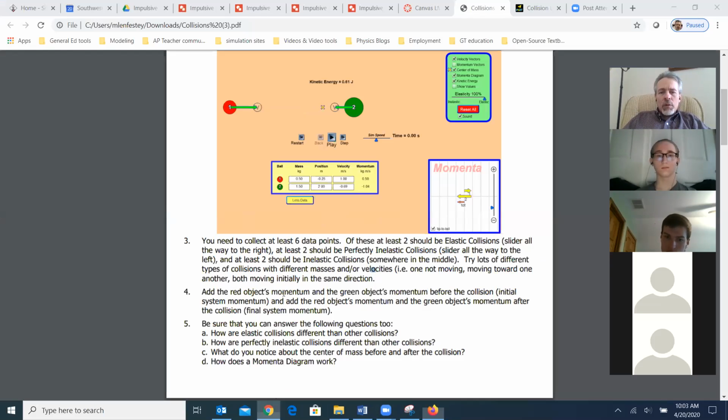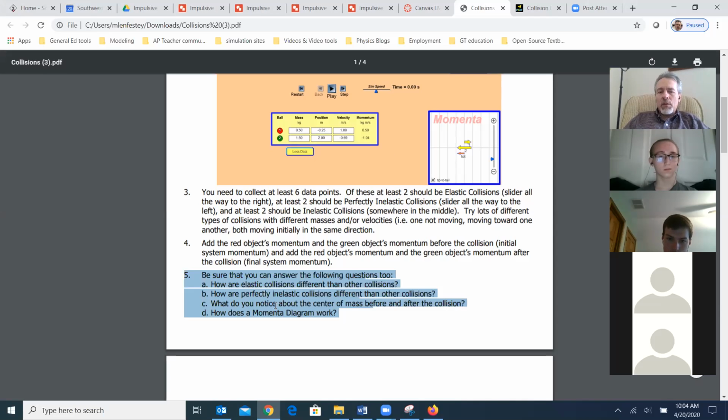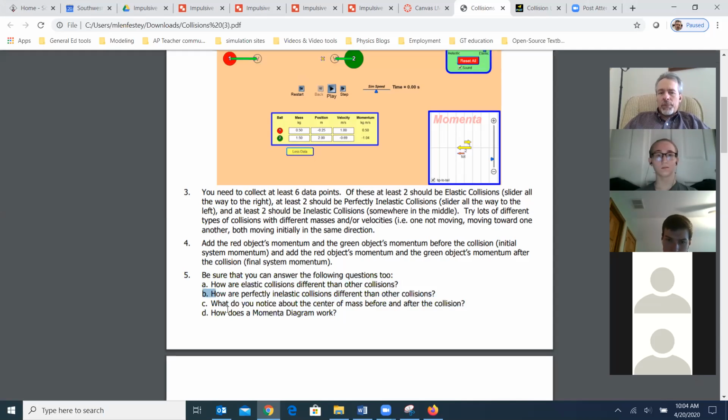This 5th one is something I just want you to make some observations on. It's not so much you're getting data for the last one, but I've given you these words like elastic. I haven't even defined it. I want you to watch the collision and notice what happens when it's elastic. And you'll notice that it looks different than when it's perfectly inelastic. So that's B. You'll see that it's different.